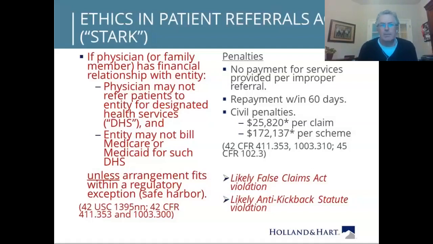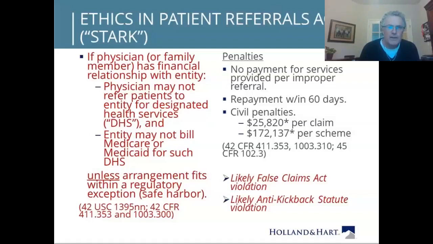Now, unlike the anti-kickback statute, STARK is a civil penalty. But the penalties include that you can't be paid for the services that were referred improperly. In addition, if you did provide those services per an improper referral, you've got to make a repayment back to the government within 60 days. If you fail to do that, you can get hit up with a penalty of $25,000 per claim. If you're a physician and are engaged in a circumvention scheme, you can get hit up with penalties of $172,000.